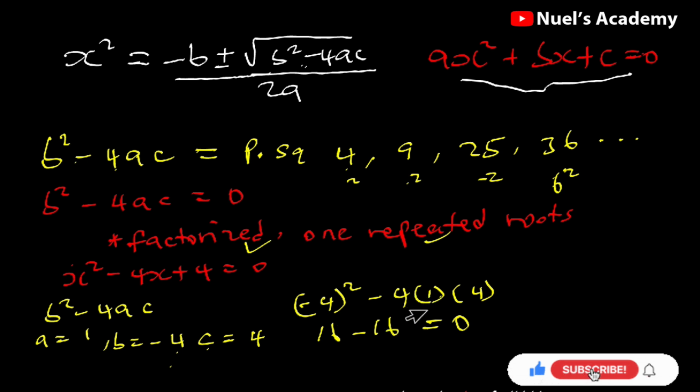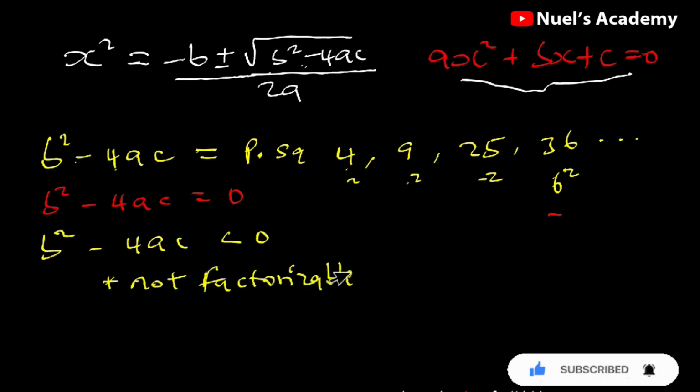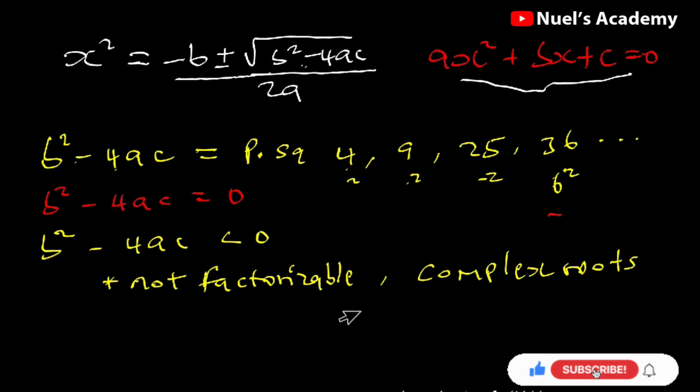And then let's look at the final case where b squared minus 4ac is less than 0. So the third case is where the discriminant b squared minus 4ac is less than 0. So in this case, it cannot be factorized. That is, it is not factorizable. Then you are going to have complex roots. So that's when you start having something like 4 plus or minus 3i, where this 3i is the complex term of the solution.